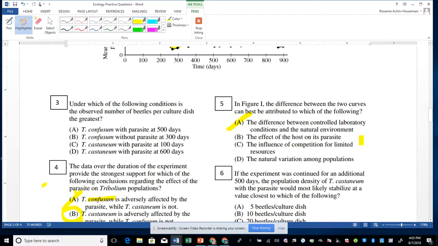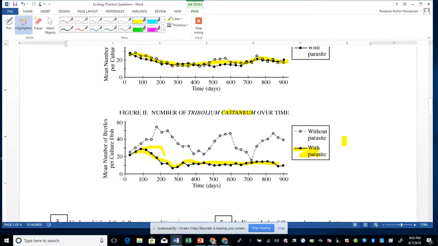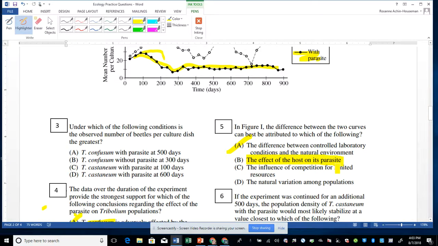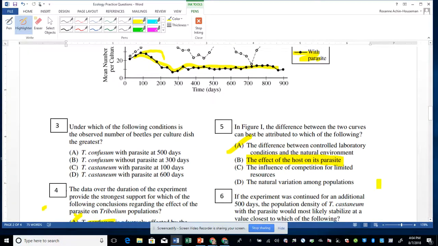The effect of the host on parasite. I would say no to that one. That one might be true for the second one, but this isn't really showing a difference between the host and the parasite. So that's not the difference between the two lines. It would be for this one. The influence of competition for limited resources. Well, they're competing the same amount, whether it's this one or this one. So that's not true. So what it's looking for is the natural variation among populations.